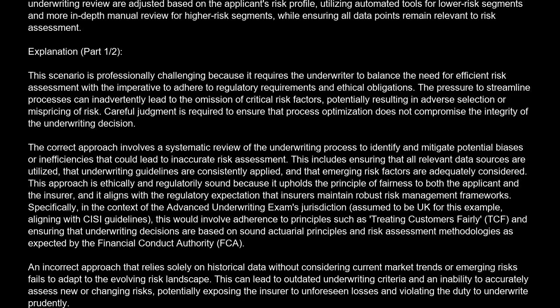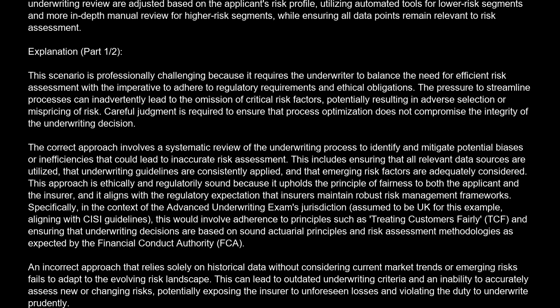underwriting decision. The correct approach involves a systematic review of the underwriting process to identify and mitigate potential biases or inefficiencies that could lead to inaccurate risk assessment. This includes ensuring that all relevant data sources are utilized, that underwriting guidelines are consistently applied, and that emerging risk factors are adequately considered. This approach is ethically and regulatorily sound because it upholds the principle of fairness to both the applicant and the insurer, and it aligns with the regulatory expectation that insurers maintain robust risk management frameworks.